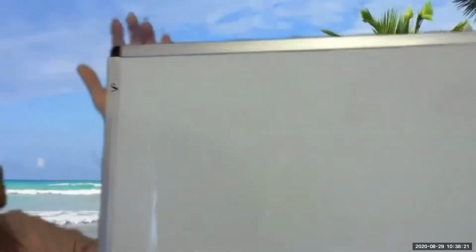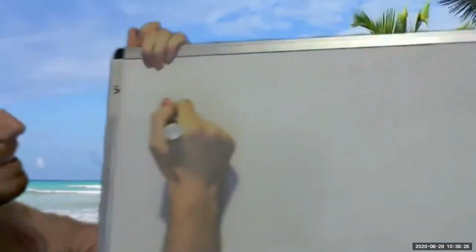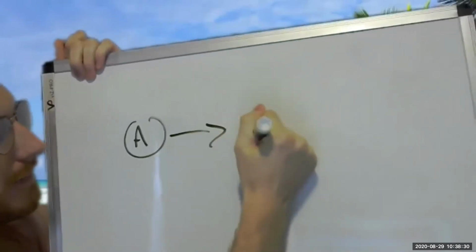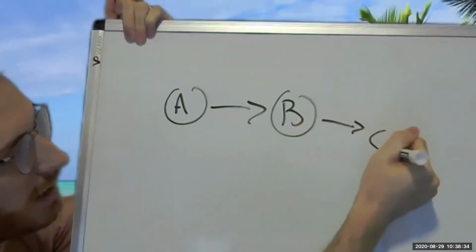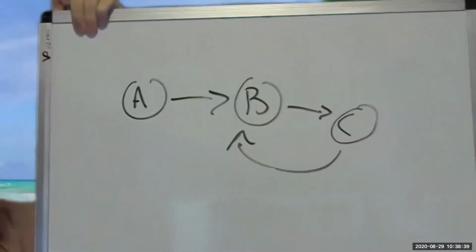Okay, so we've got a linked list. So let's say we have an A that points to a B, which points to a C, and maybe the C points back to B, right?